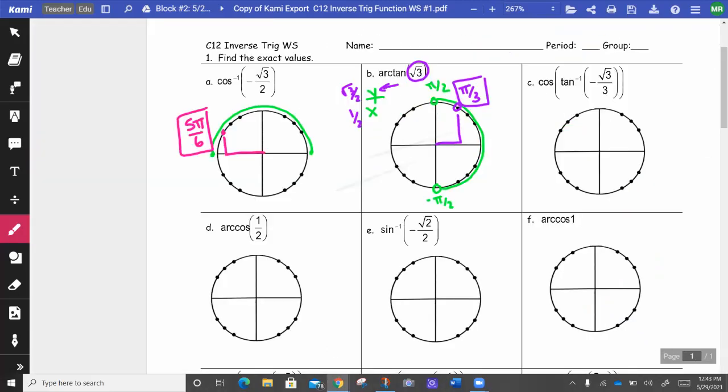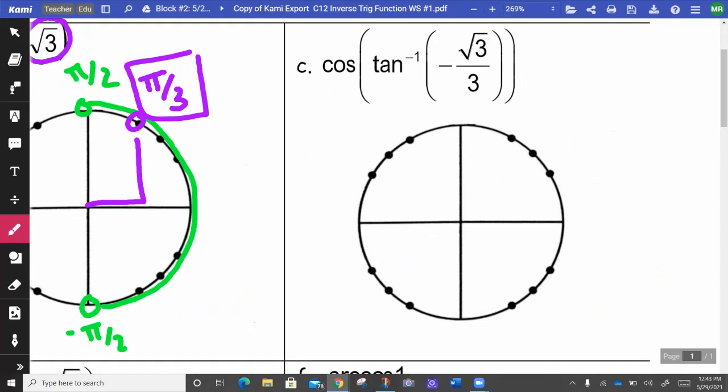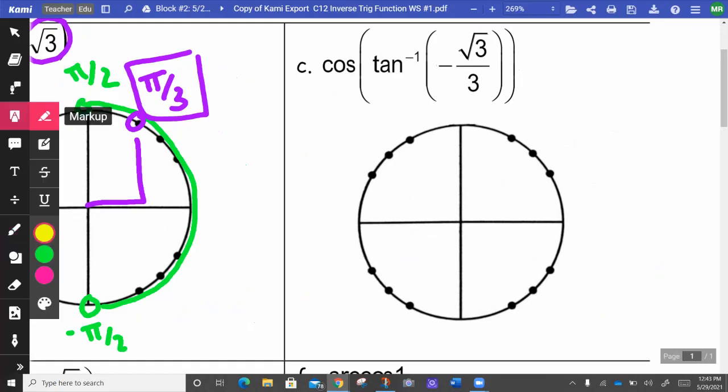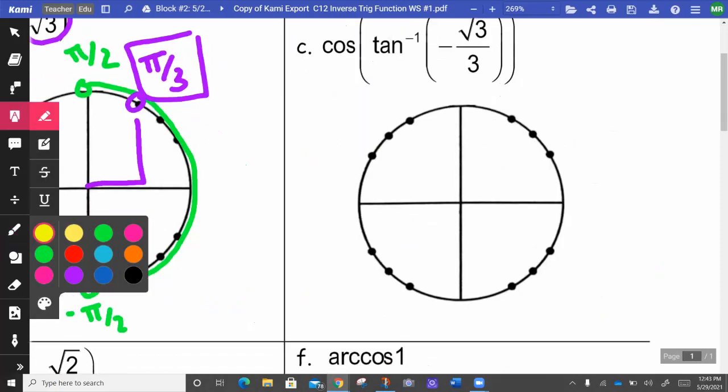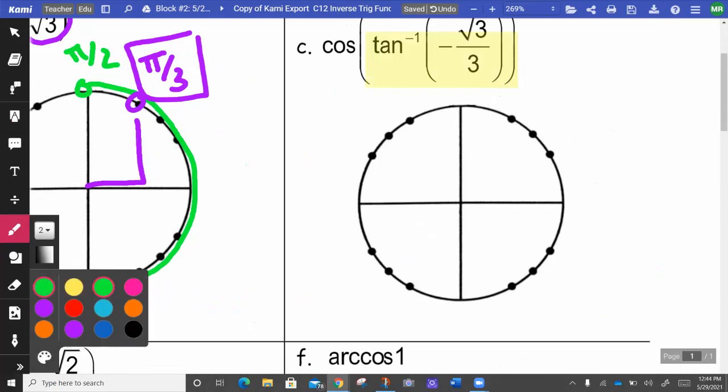So on letter C. Okay. So on something like this, you're going to start from the inside out. So I'm going to be looking at the inside here and thinking about where that is. And again, when we're dealing with tan inverse or arctan, I'm going from here to here. That's where I'm going.